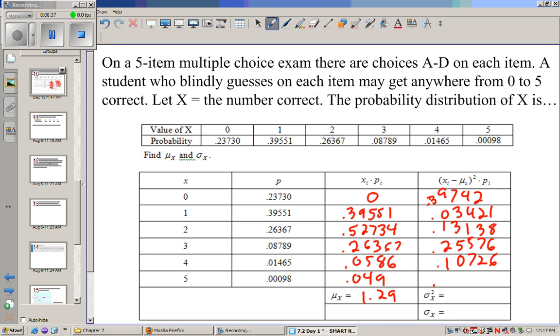And finally, 0.13459. Now when I add up all of these numbers, I will get 1.06, which is my variance. Now if I square root that, I'll get my standard deviation, which is 1.029. So here's our mean, here's our standard deviation, and here's our variance.